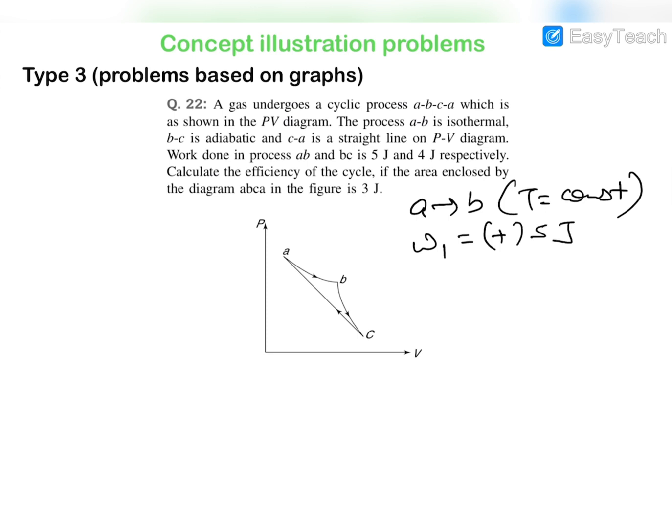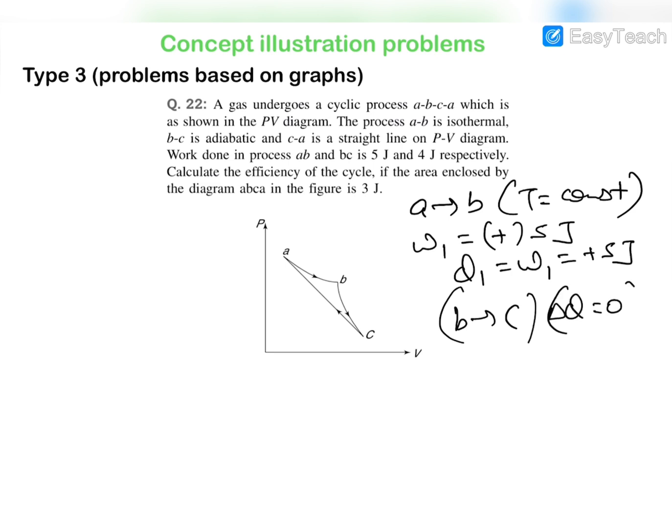And in the isothermal process, heat is equal to work done. So it is plus 5 joule, which means that heat is positive and hence it is supplied to the system. In process B to C, it is an adiabatic process, so delta Q will be 0. So heat is not supplied in this process, and the work done in this process is 4 joule. Okay, but this is the work done now.